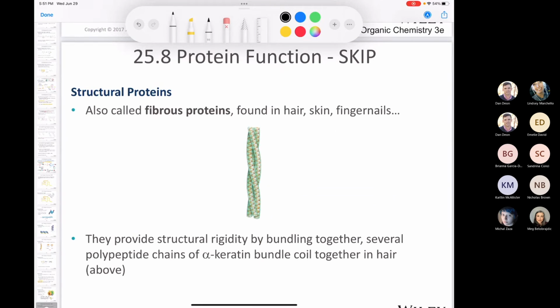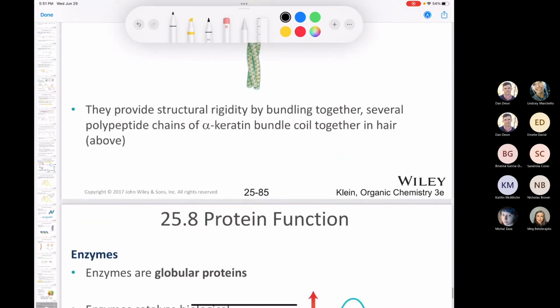There's all kinds of fibrous proteins. Those are things that are found in your skin and your fingernails, and it keeps your hair, and that's why hair is so strong. That's why Rapunzel could do what she did. And the way that they provide such strength, a hair fiber, for example, is by wrapping a bunch of polypeptide chains together to make something called an alpha keratin.